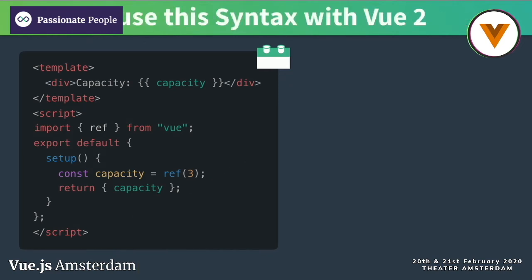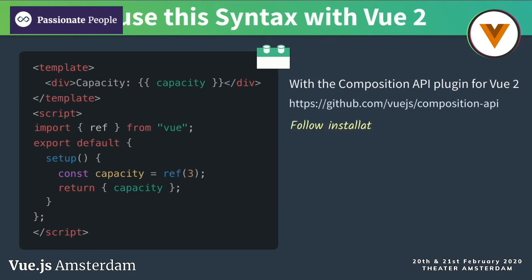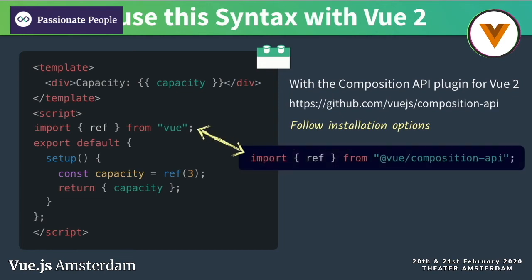Now, before we move on, this syntax, as you may know, is already available to you in Vue 2 using the Composition API plugin. And some people are already using it in production. So here we go, it's right here. You can follow the installation options right there. The only difference from the code that I've shown you is that you need to include the different pieces of the code differently. You're going to be using this instead of just from Vue.